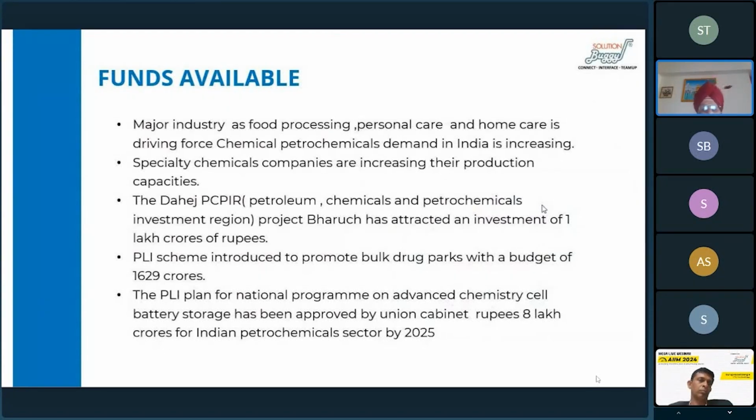And the PLI scheme introduced to promote bulk drug parks has a budget of 1629 crores. The PLI plan for the National Program on Advanced Chemistry Cell Battery Storage has been approved by the Union Cabinet. About 8 lakh crore rupees are allocated for this industry. You see that a lot of funds are available from the government as well as from private investors. And so these funds will be available provided your project report is proper.